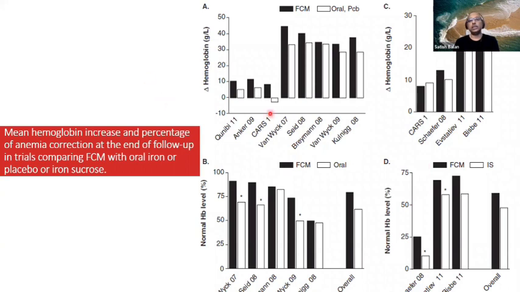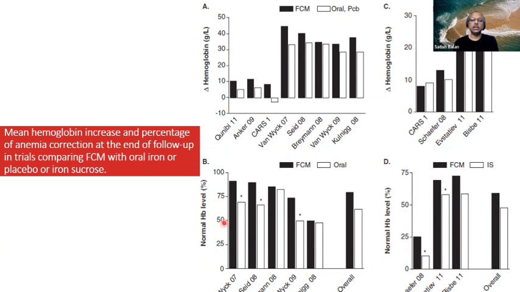And not only that, if you look at the values for these, these are the various other trials which have compared FCM with either oral iron or placebo. So this is a comparison between FCM and either oral iron or placebo. And you can see the black bar outdoes the other bars in most of the studies. In some of the studies, it's just barely equal, but in most of the studies it does outdo. And if you compare the iron sucrose also, it looks much better than the comparator.